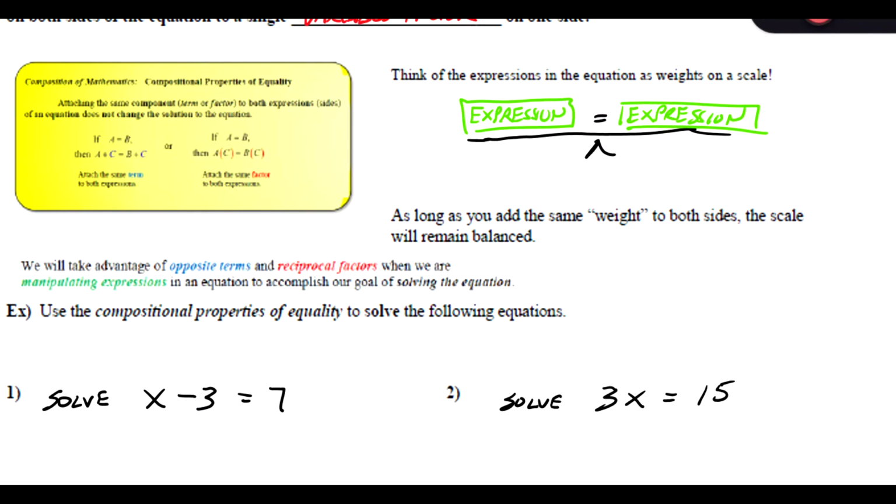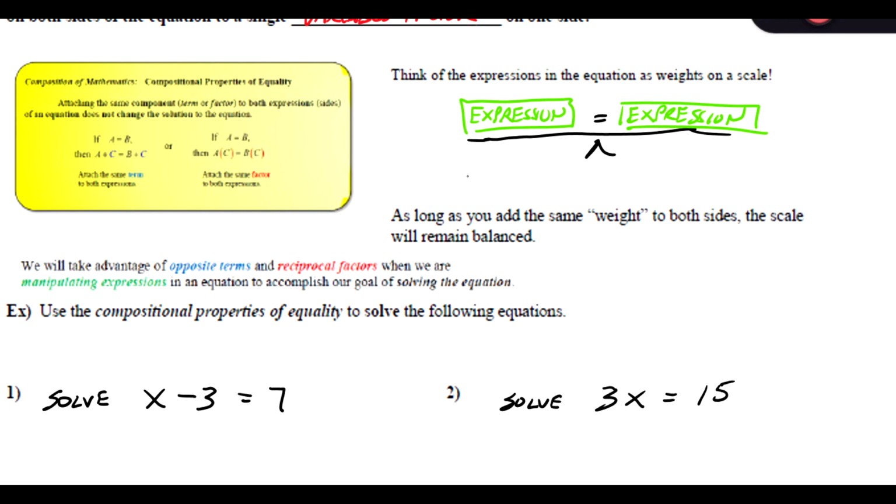If we think of the expressions in an equation as weights on a scale. So this is my little interpretation of a scale. I've got an expression on the left and an expression on the right. Those two values must always be equal. So what can you do? Well, we can manipulate it. As long as you add the same weight to both sides, the scale will remain balanced. So if I took this expression value, maybe it's like 5 pounds, and I added 2 pounds to the left side and 2 pounds to the right, because it started out equal, the scale would still be balanced.